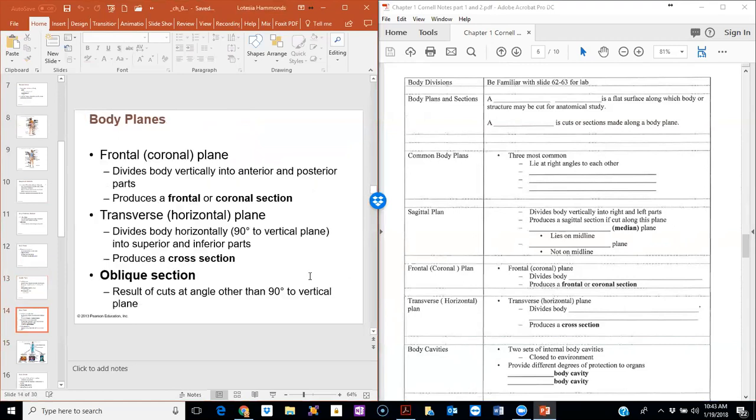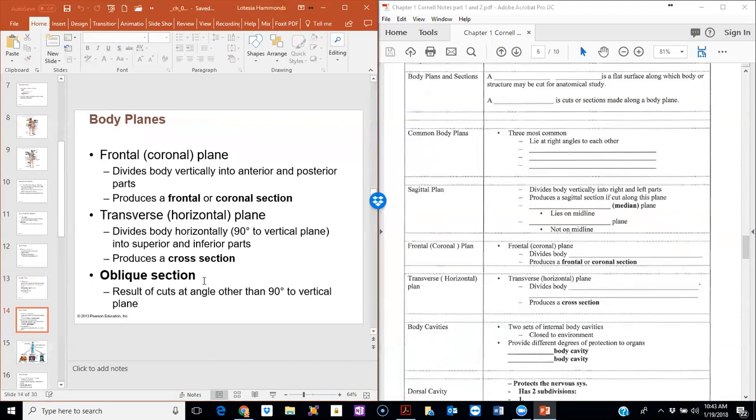All right, and then next is our frontal plane. The frontal plane divides the body vertically into anterior and posterior parts. So that is the front and the rear parts. It produces a frontal or coronal section. So it divides the body into anterior and posterior parts. So it gives you a front and a back.